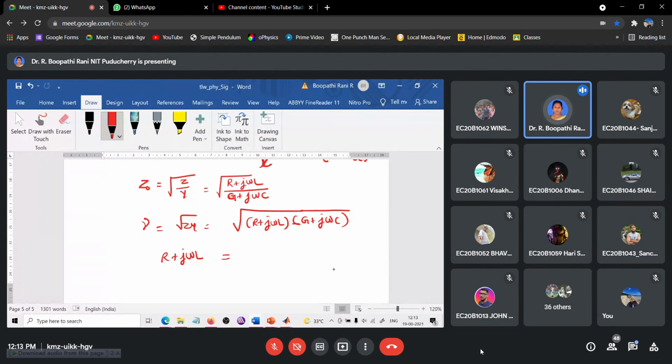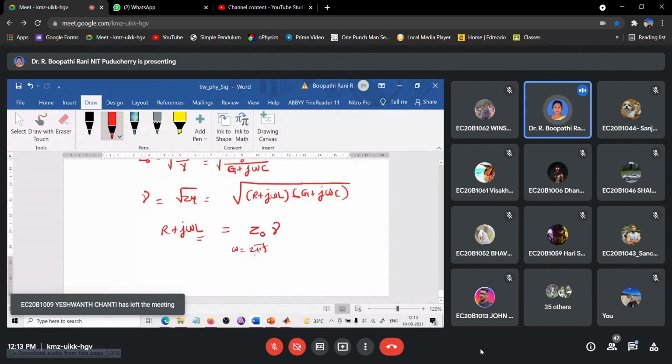R and L in terms of Z naught, how will we get? By multiplying, isn't it? If we multiply Z naught with the propagation constant, that will give us R plus j omega L. So if we multiply these two, that will be a complex number. Equating the real part, we get R, and equating the imaginary part, we get omega L. Omega is 2 pi f. Then we need to divide the imaginary part value by 2 pi f to get the L value.